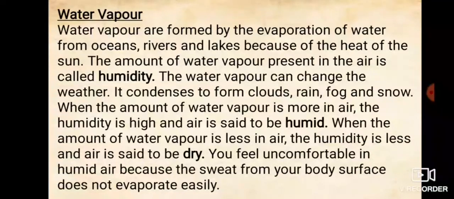Water vapor. Water vapor is formed by the evaporation of water from oceans, rivers and lakes because of the heat of the sun. The amount of water vapor present in the air is called humidity. Water vapor can change the weather. It condenses to form clouds, rain, fog and snow.